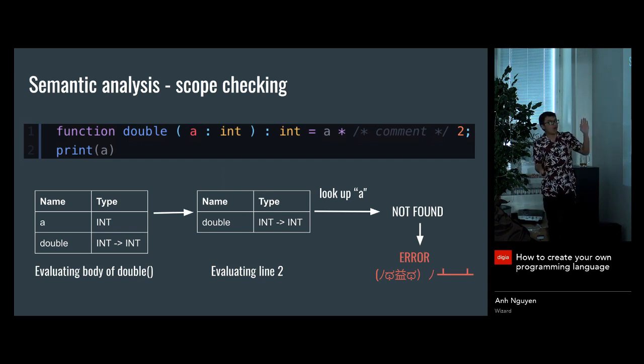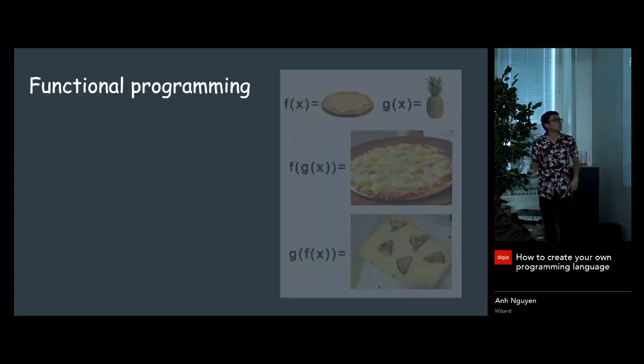But when you exit the scope of the body of the function double, you still have the immutable map from the beginning, which only has the name double and the type integer, return integer. So at that point, you don't have to manually remove the variable out of the hash table. Well, let's just move on.